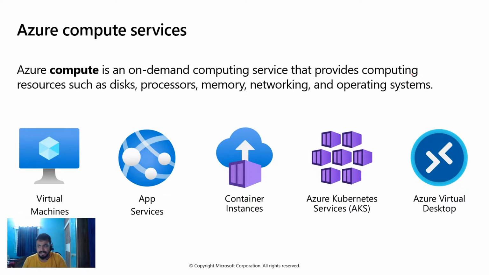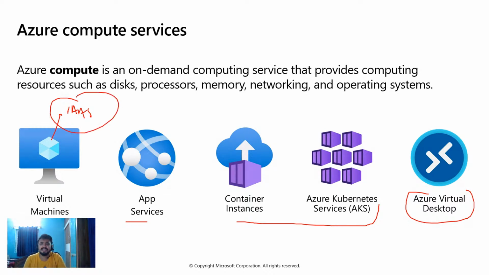Here multiple services are there: virtual machine, app services, container instances, AKS, and Azure Virtual Desktop. Virtual machine is an IaaS service, Infrastructure as a Service. Yesterday I had mentioned the pizza example, where it's like going to a supermarket, getting a base, getting toppings, and preparing the pizza at home. Similarly, you have a virtual machine. You install the OS, you install the database, you take care of the things, you release the patches, and so on. So virtual machine is that service.